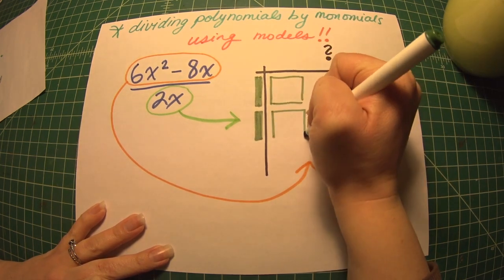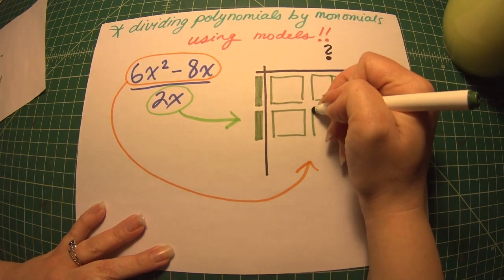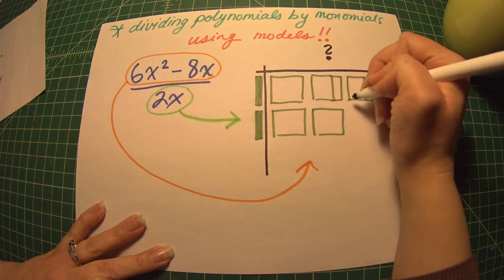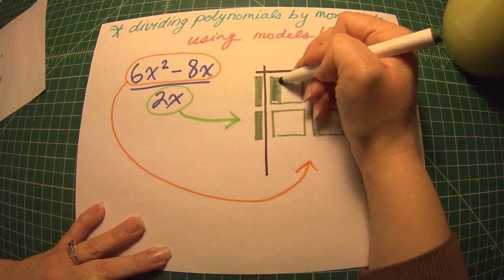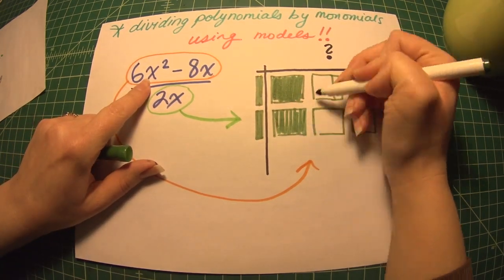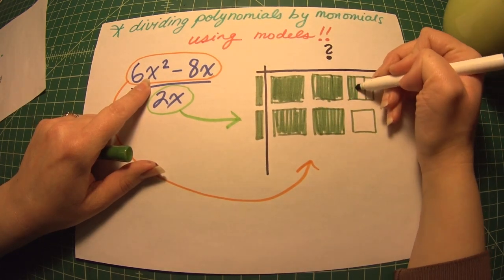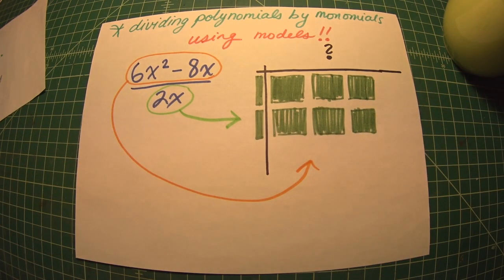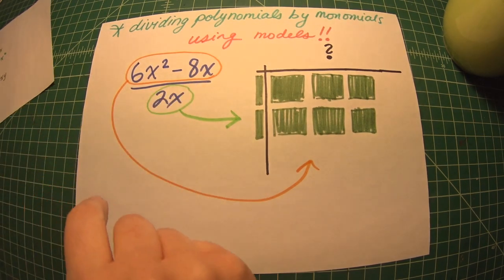1, 2, 3, whoops. Try and keep them about the same size. 4, 5, 6. And of course, all positive because there's no negative sign there. So I've got to color them all in. Cover up my mistakes that way too, making them too short. There we go. Not done yet though, because I still have the second term of the polynomial, negative 8x.